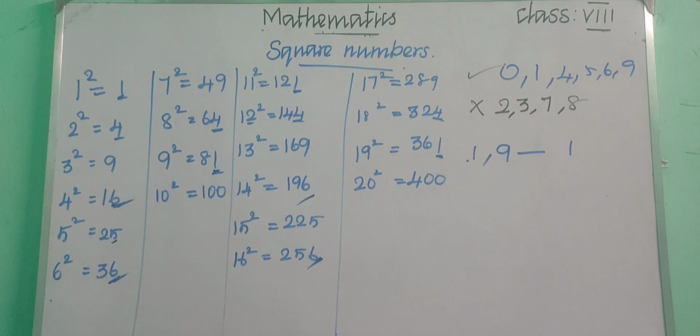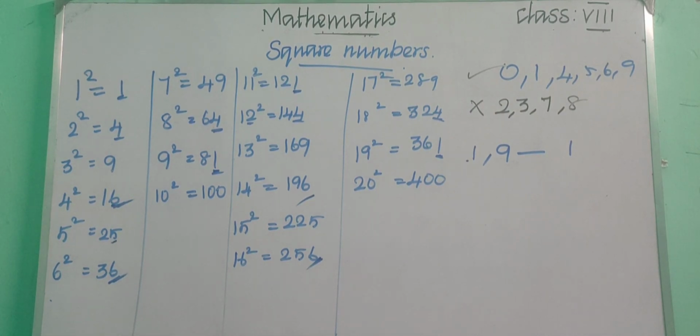Okay, so how can we find whether it is not a square number? If it is not a square number, that number will have 2, 3, 7, 8 at the end. So that is how we can find it is not a square number. Okay, children. And then what are all the properties we have learned?